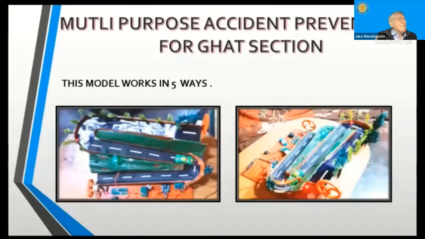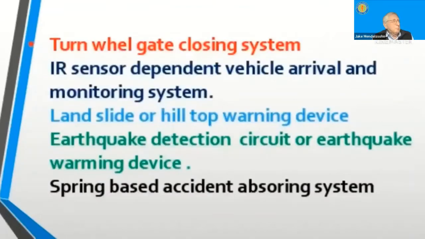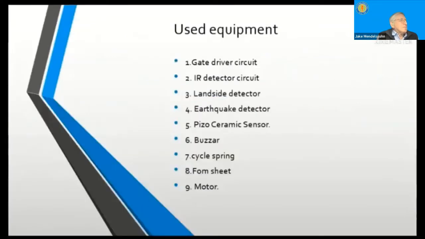This model comes under 5 views. First one, turn wheel gate closing system. Second one, IR sensor dependent vehicle arrival and monitoring system. Third one, landslide or hilltop warning device. Fourth one, earthquake detection circuit or earthquake warning device. Fifth one, spring based accident absorbing system. Equipment used: gate driver circuit, IR detector circuit, landslide detector, earthquake detector, piezoceramic sensor, buzzer, cycle spring, foam sheet, motor.